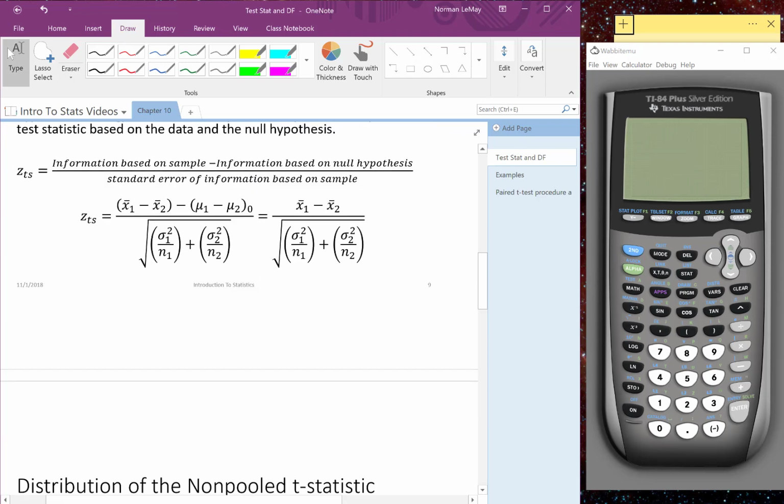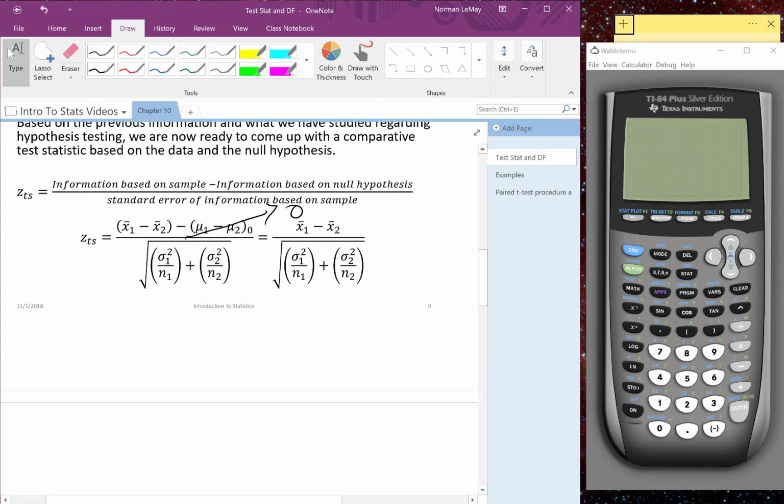We know that mu1 minus mu2 under the null hypothesis is always going to equal 0, by our previous video. So this term, for the most part, is always going to equal 0. Our z test statistic then falls down to x bar 1 minus x bar 2 divided by the square root of sigma 1 squared over n1 plus sigma 2 squared over n2.